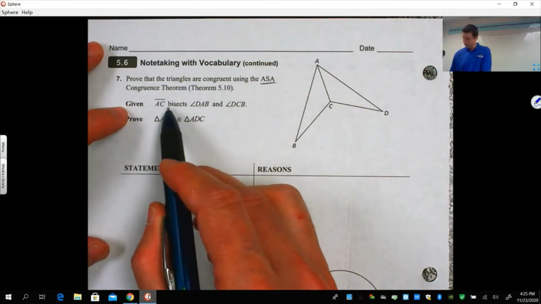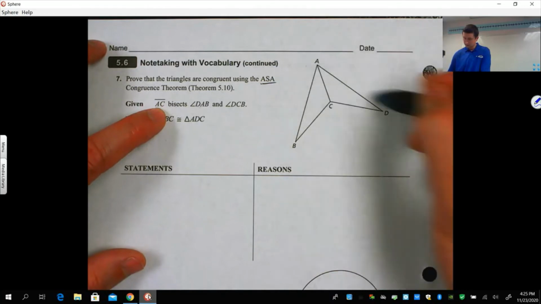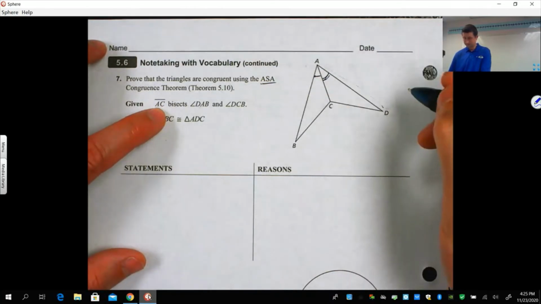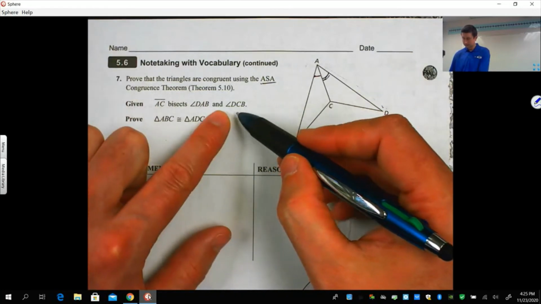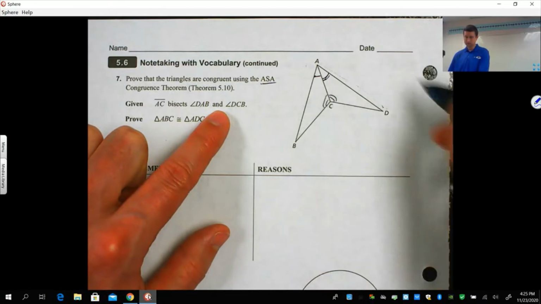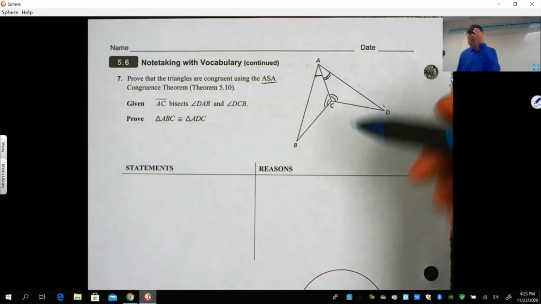So we have our given. We know AC bisects angle DAB. So here's angle DAB, it bisects it, that means this angle is congruent to this angle. And angle DCB, so this angle down here is congruent to this angle down here. So it looks like we have an angle, we have a shared side, then we have an angle.